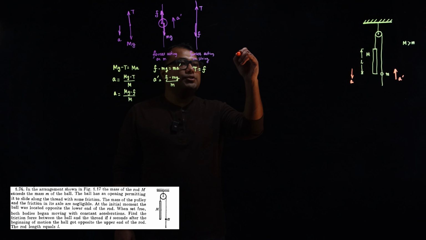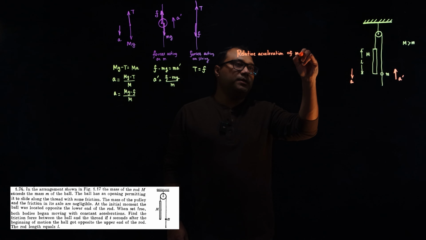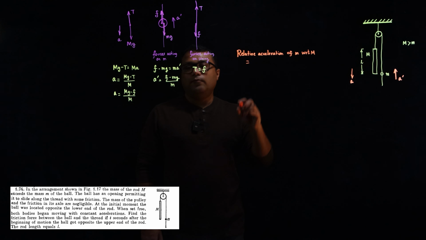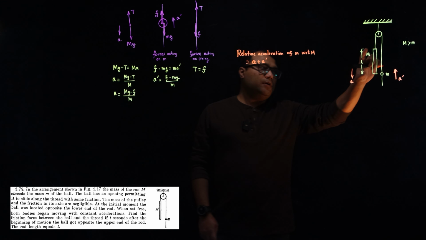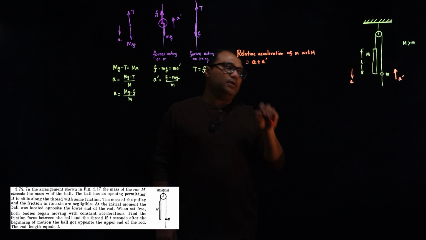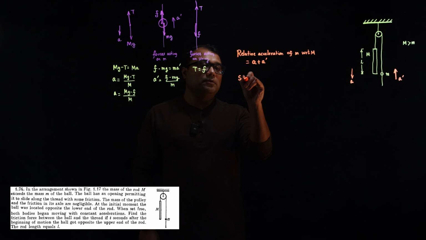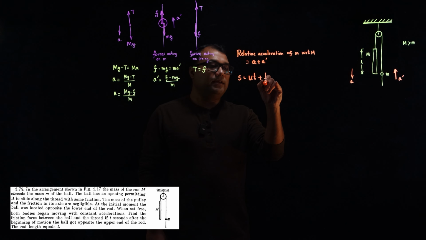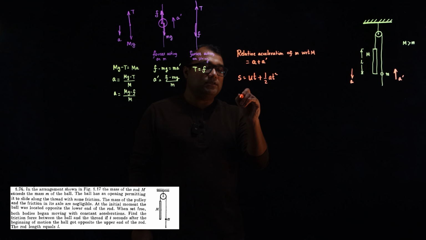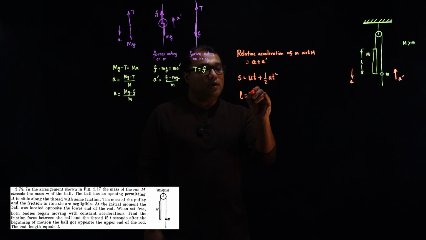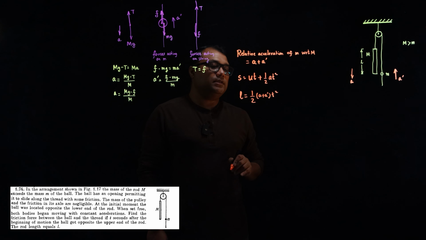Now relative acceleration of small m with respect to big M will be A plus A dashed. Time taken to cover distance L is t, and this is both A and A dashed. It is given in the question that they are constant accelerations. So we can use the equation S equals ut plus half at square. S is the total distance covered, which is 2L. Initial velocity was 0. Half at square, total acceleration is A plus A dashed, and it covers that distance in t square.